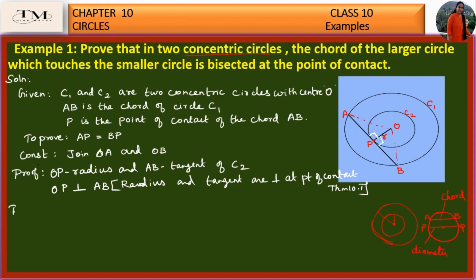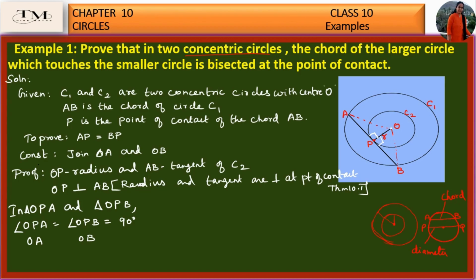So let me choose the triangles: triangle OPA and triangle OPB. What are the things we have? We have angle OPA equal to angle OPB. Both are 90 degrees. Next, what about OA and OB? This O is the center of circle C2 as well as C1. As C1 and C2 are concentric circles, they have the same center.